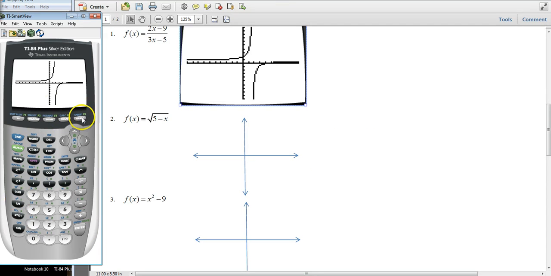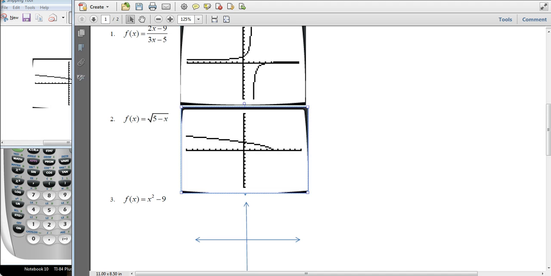Okay, number 2, please go back to your calculator, go to y equals, clear out the first problem. Second x squared gives you the radical, and then 5 minus x. Sketch that graph onto your paper.